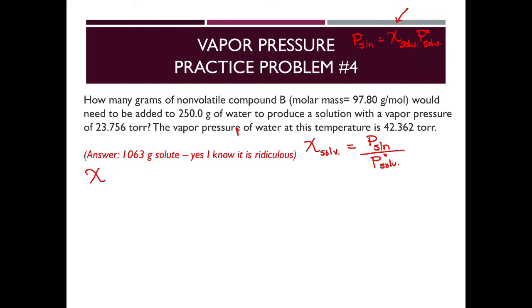So chi will be equal to 23.756 over 42.362. Both of these are in torr, which isn't going to matter because they cancel out. And we get that the mole fraction we're looking for is 0.5608. That is the amount, in terms of moles, of our solute we need to add to get there.